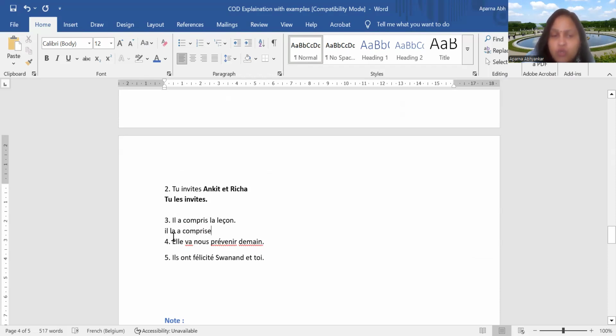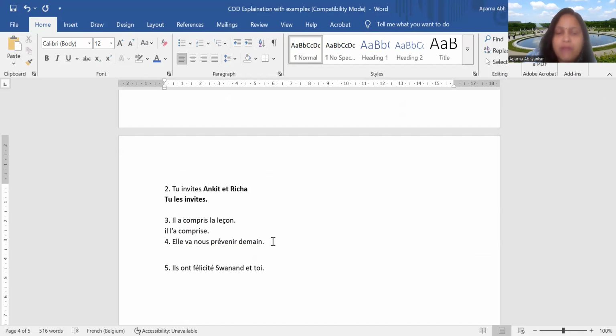Now, when you see two vowels back to back, what we do is we put an apostrophe. So, we do that. Il l'a compris. So here, in passé composé, it will become il l'a comprise. E will be added as it is la leçon, feminine, and la goes before the auxiliary verb. It becomes L apostrophe.